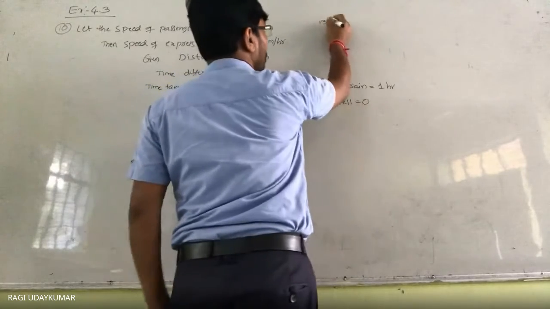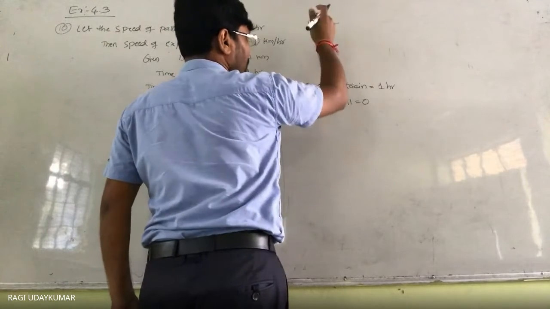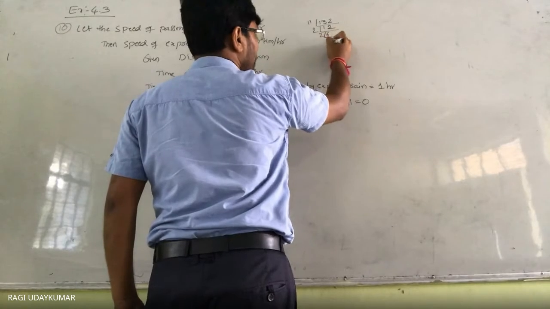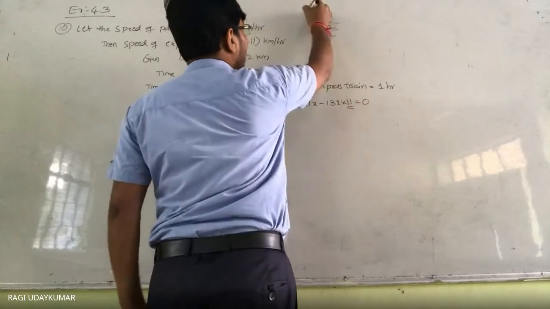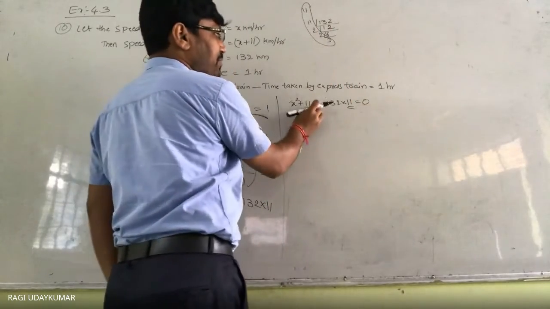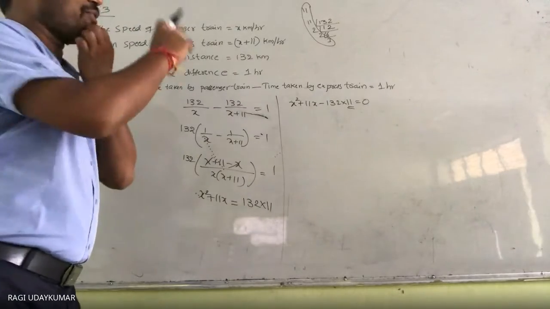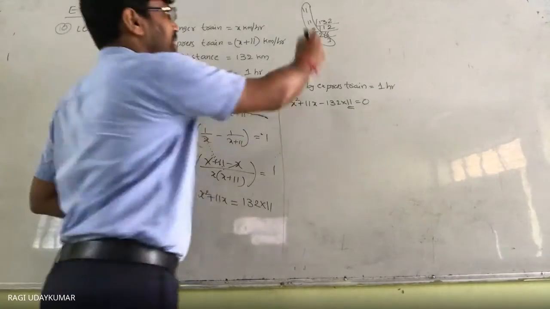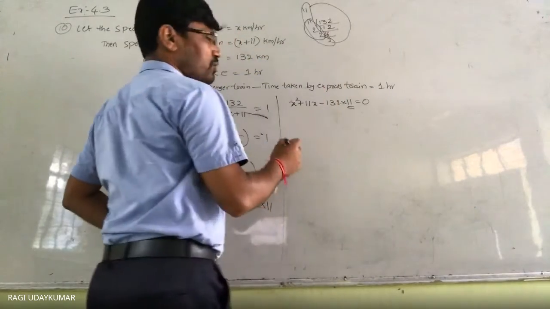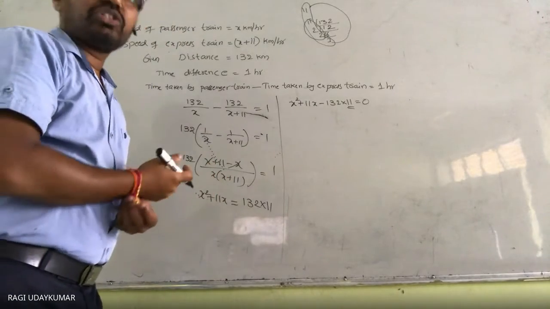Factorize 132. This is divisible by 11. 11 ones are 11, 11 twos are 22, 11 sixes are 66, and so on. So another 11 is there. We need to group these numbers such that the difference is 11. Obviously you can guess 44 and 33. See here, these three numbers you take as 44, and these two you take as 33. So factorization, see how simple it is.